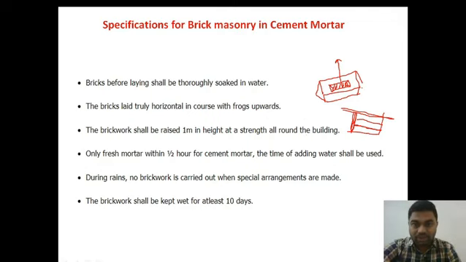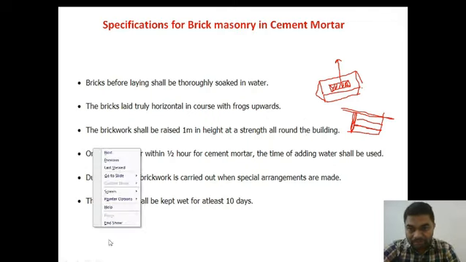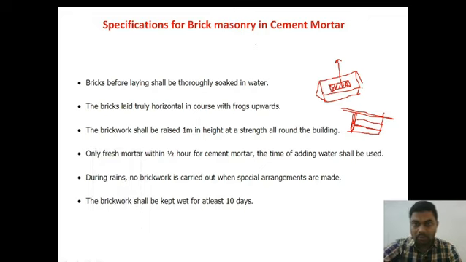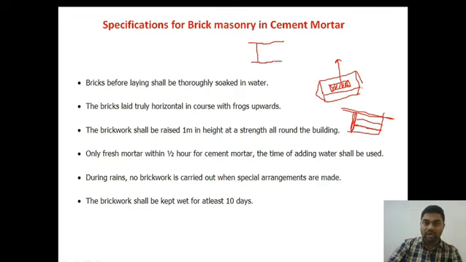Once again I will explain. Suppose this is a building, this is the roof of the building and these are our columns. Now we need to construct the brick wall. The total length of this wall should not be constructed in one go.